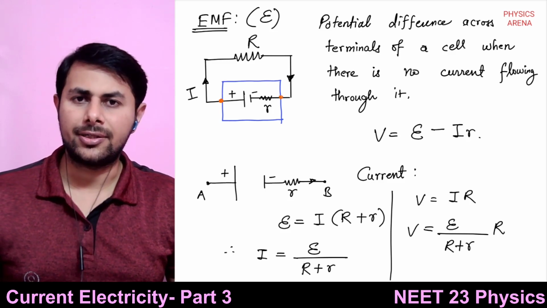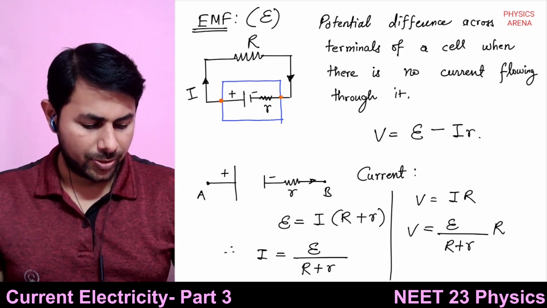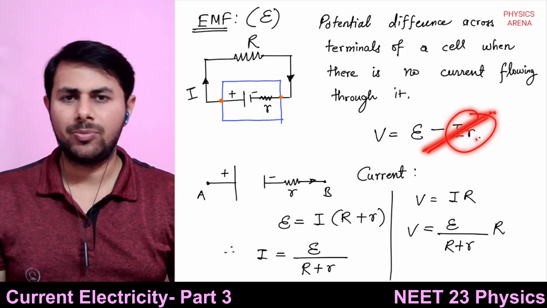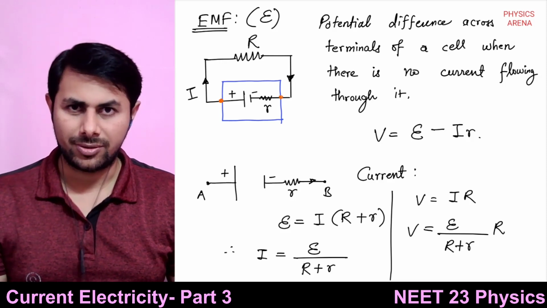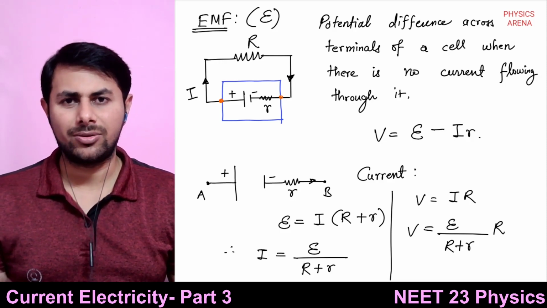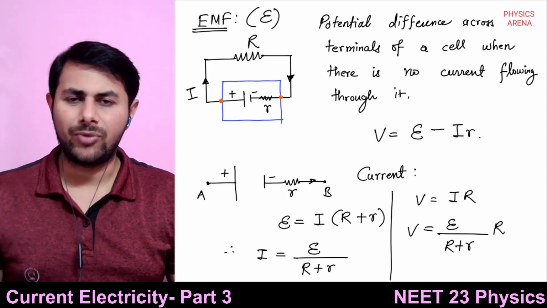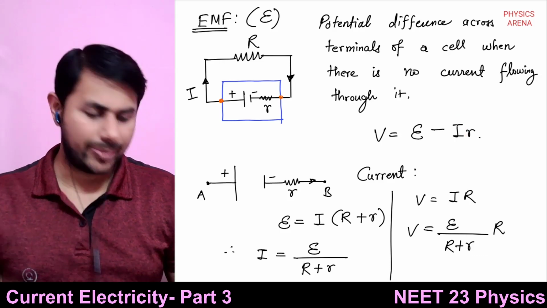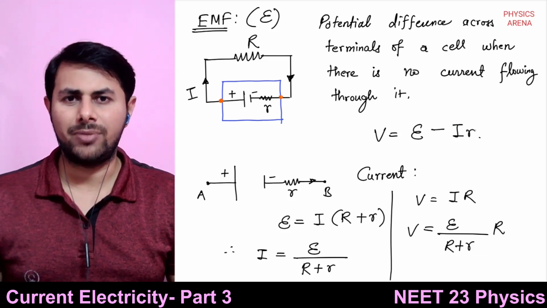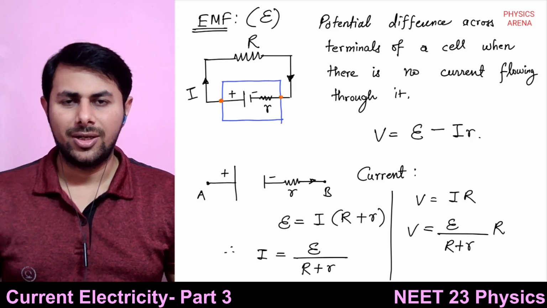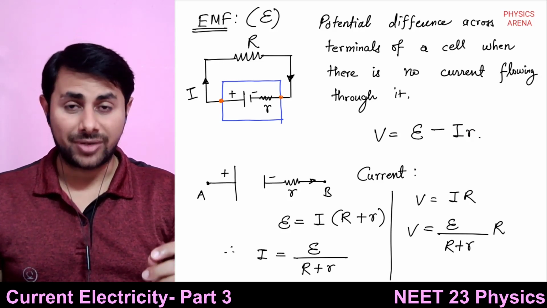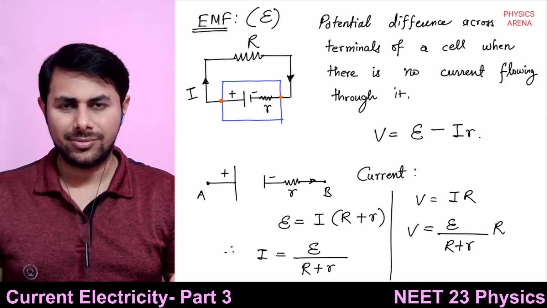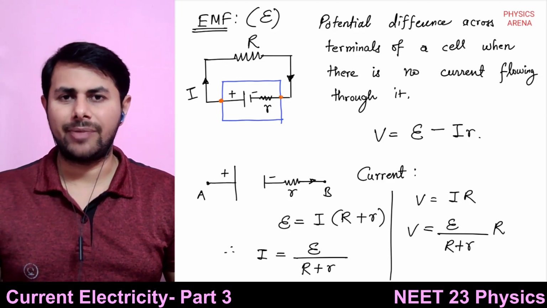Now you can understand the definition. If no current is flowing, this second term will be 0. Then the potential difference will be equal to the EMF. But if current is flowing, there will be some drop in the potential difference. How much drop? Specifically, I multiplied by small r will be the drop. So when is the potential difference between the two terminals of a battery maximum? When the current flowing through the battery is 0.